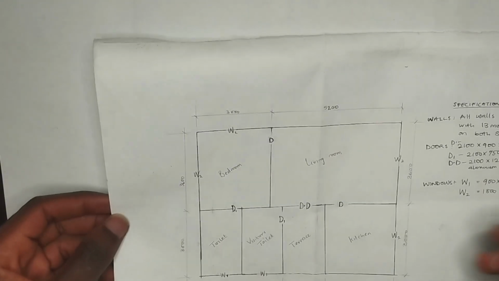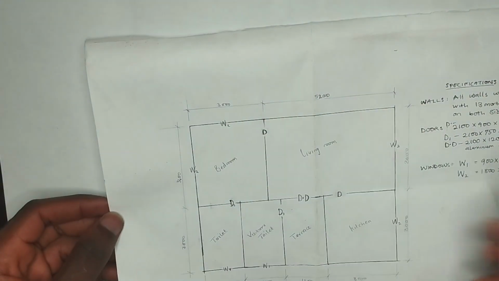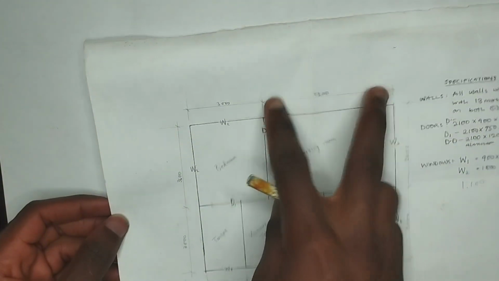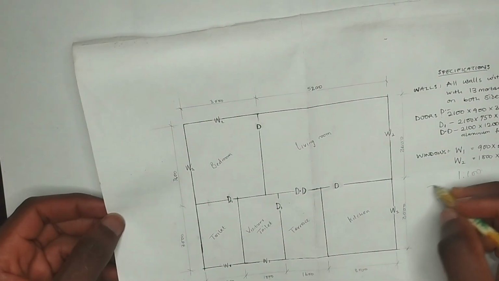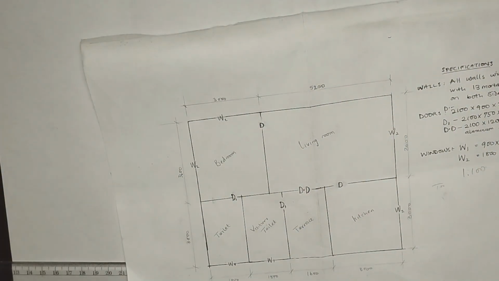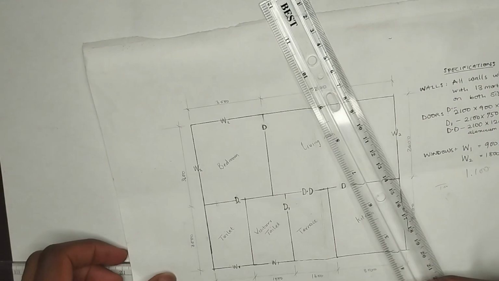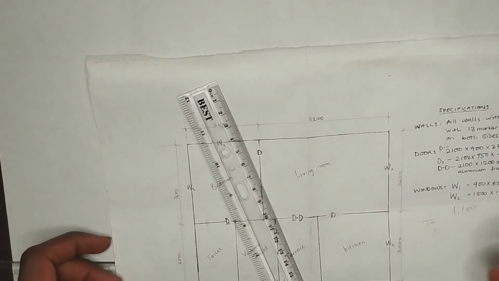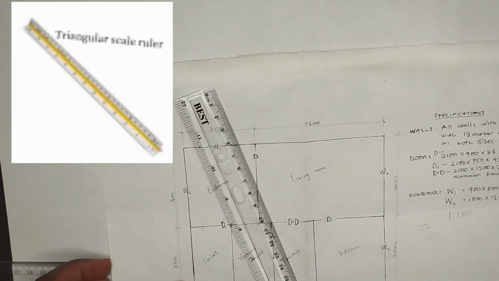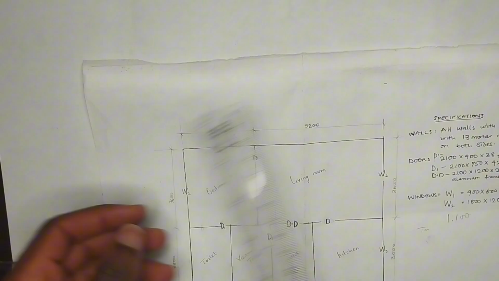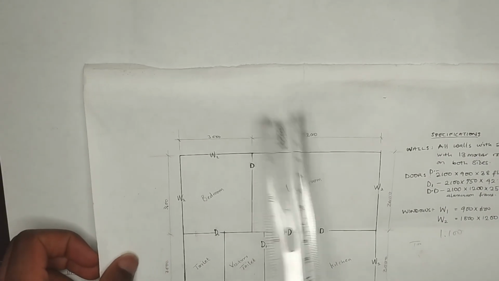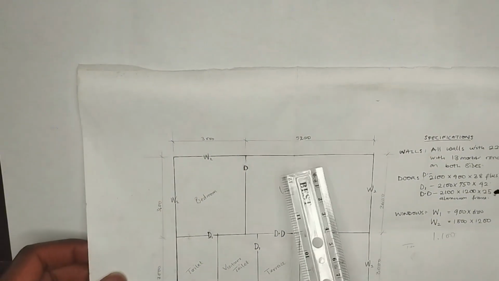So what we are going to do first and foremost is to check the scale. We are actually asked to use a scale of 1:100. That is, for every dimension we have, we are going to be dividing it by 100 to get our real millimeter. So I'm going to be making use of this plain ruler. Actually, I should have made use of a scale ruler, that is a triangular scale ruler like the one showing on the screen right now, but since we don't have that, we are going to be making use of what we actually have to draw this particular plan of this building.